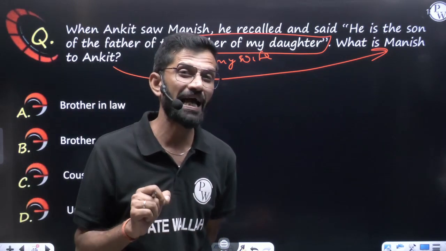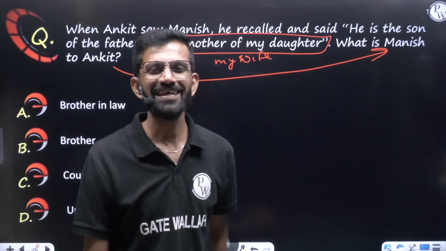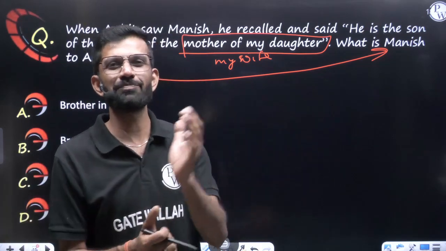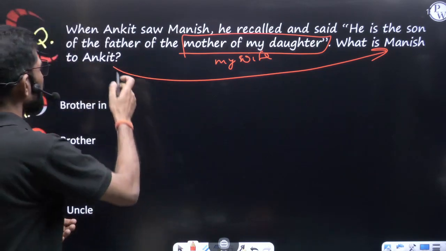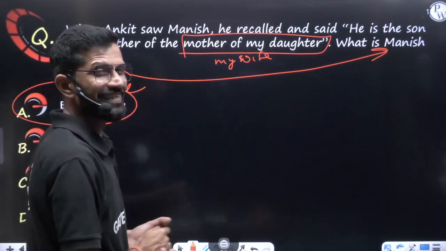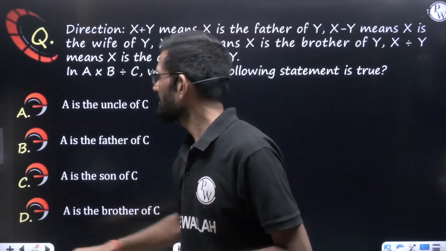Because for Mahesh what happens? Mahesh's sister's husband is Ankit. So Ankit also becomes brother-in-law for Mahesh, and Mahesh also becomes brother-in-law for Ankit. On both sides it will be the same relation. So Ankit will call Manish as brother-in-law. That is option A. Clear? Moving to the next question.